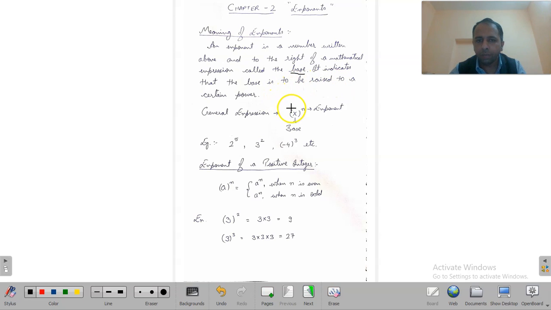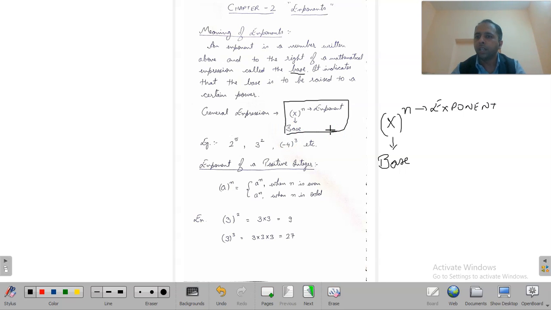For example, if we have an expression like x to the power n, here x is known as the base, whereas this number n is known as the exponent, as written in this general expression. So this is the general expression of an exponent. The number x is known as base and the number n is known as exponent.